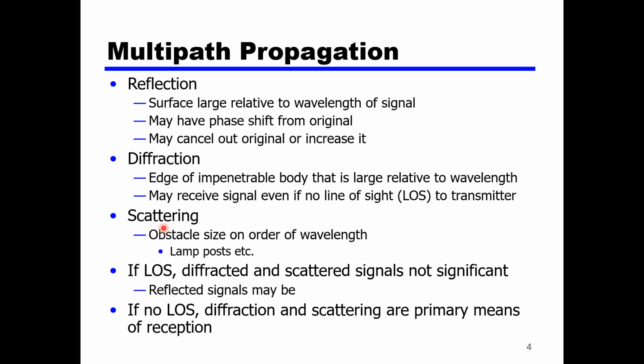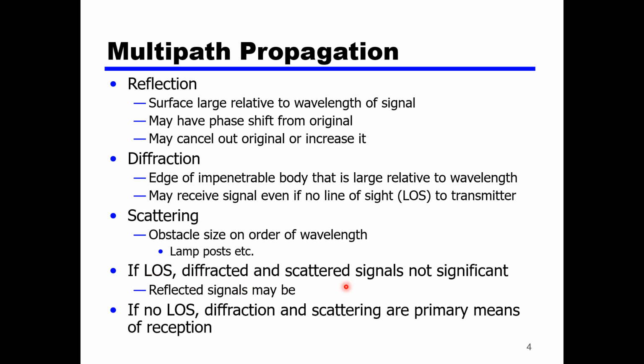Then scattering. What is scattering? Scattering is when the obstacle size is on the order of the wavelength, for example a lamp post. The typical lamp post size is of the order of the wavelength of the signal, then this scattering will happen. In the earlier case, the object was large enough relative to the wavelength. Here it is comparable to the wavelength. Then the signal is scattered. Scatter means ছড়িয়ে যাওয়া, so চারদিকে ছড়িয়ে যাবে. Then scattering will happen.